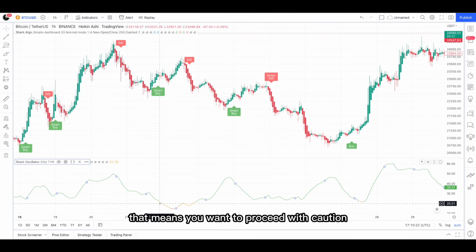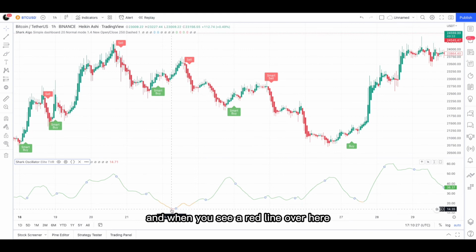that means you want to proceed with caution in this range, right? It means it's not trending as strong. And when you see a red line over here, this is something that you want to avoid. You don't want to take a trade when you're seeing a red line over here. So it's really simple, guys. I'll give you an example.